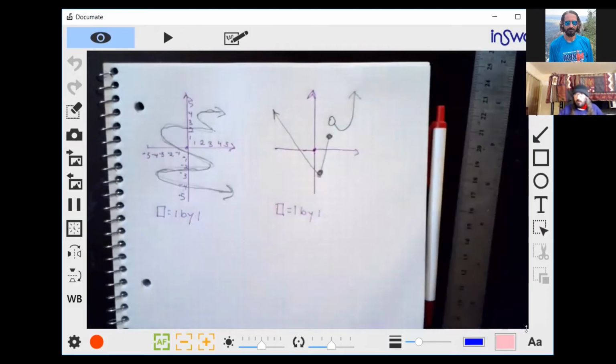So here we have a graph of two relations. And by the way, there's nothing saying that things have to be connected. We could have points that are separated from each other, and we would still ask the question, do we have an x that goes to more than one y? Is there a vertical line that crosses more than once or not?